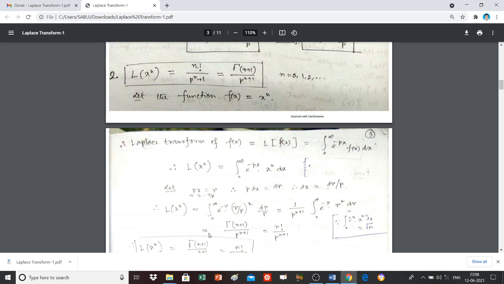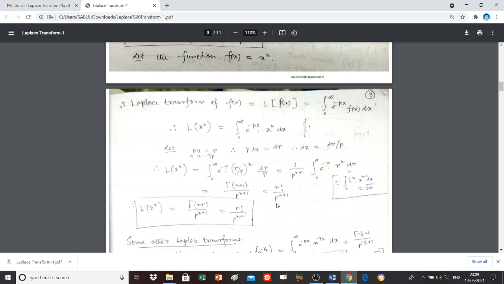Okay, so that is equal to gamma n plus 1 by p to the n plus 1, because you know the definition of the gamma function, that is the integral from 0 to infinity of e to the minus x, then x to the power n minus 1 dx, that is equal to gamma n. In this case it is e to the minus r, and this is actually n plus 1 minus 1. So this will give you gamma n plus 1 by p to the n plus 1, and you know that gamma n plus 1 is n factorial.